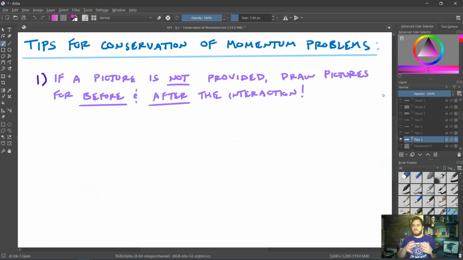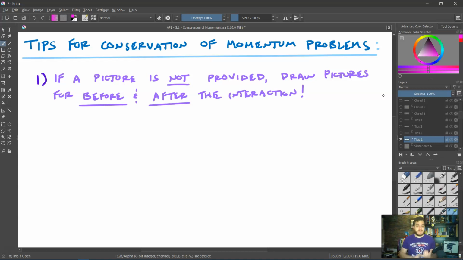Now, conservation of momentum problems like the two we just saw are mathematically not really complicated. It's a lot of just multiplying, dividing, moving things across, a lot of basic arithmetic and basic algebra, but it's very, very easy to make some simple mistakes. So how can we go ahead and make sure that doesn't occur?